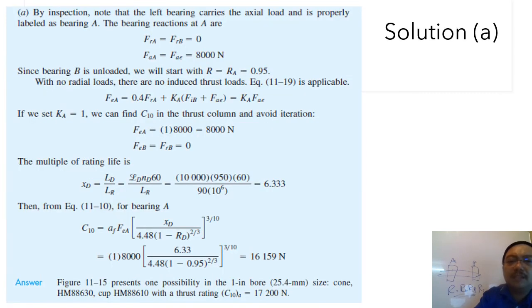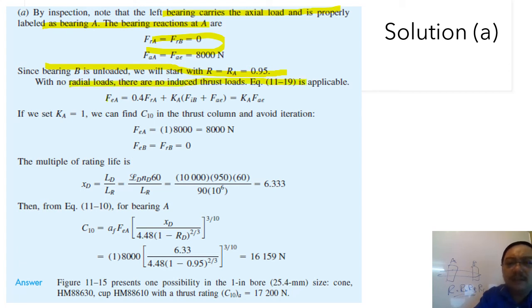By inspection, note the left bearing carries the axial load, as properly labeled, bearing A. The left bearing carries more load than B. Since bearing B is unloaded, we will set RB equal to 0. RA equals 0.95. No radial load, no induced load.